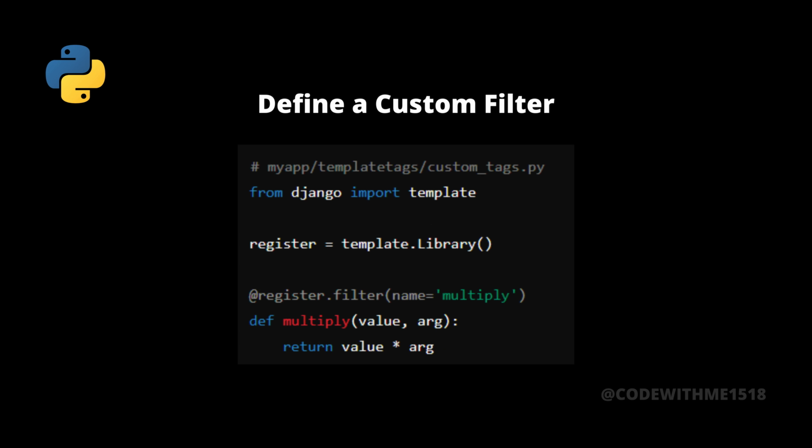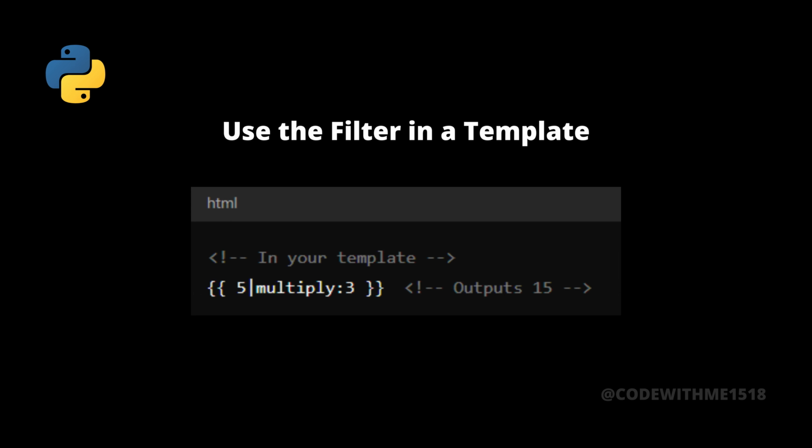Define a custom filter. Use the filter in a template. Here, we created a simple custom filter that multiplies a value by a given argument. Custom tags and filters are great for adding reusable logic across your templates.